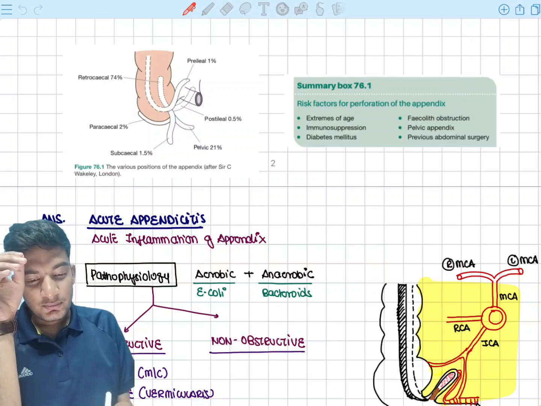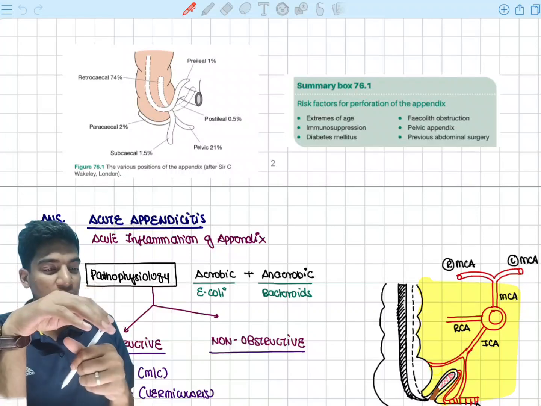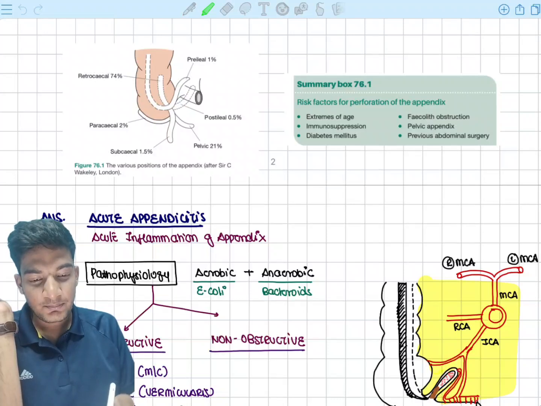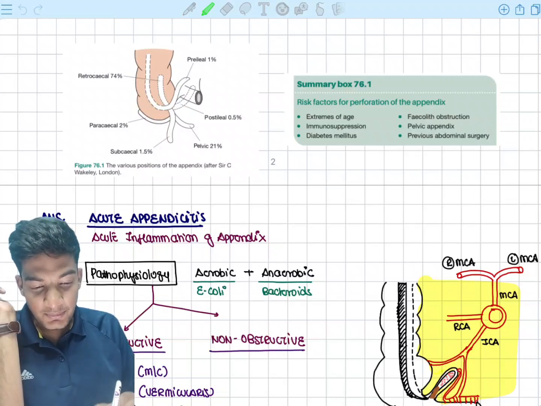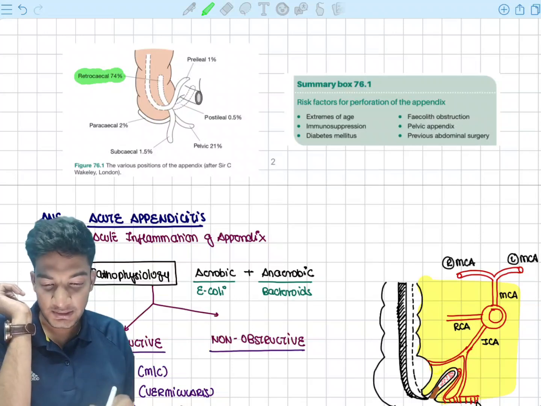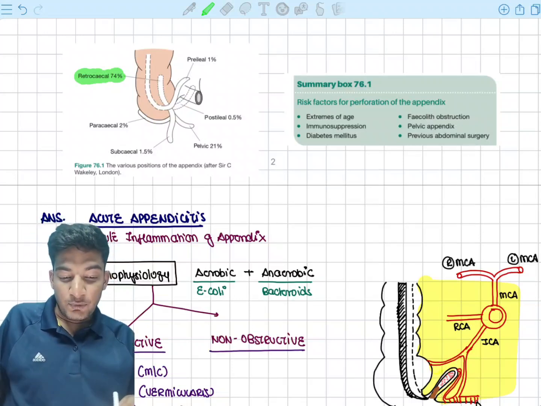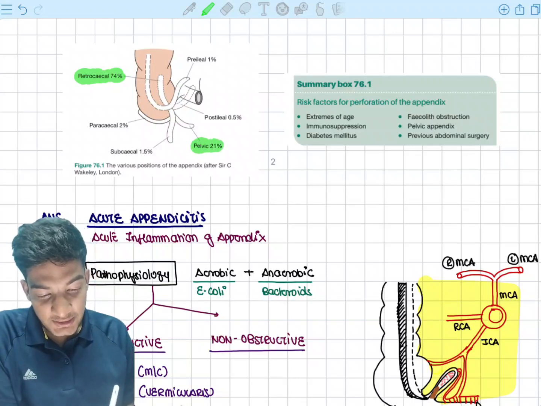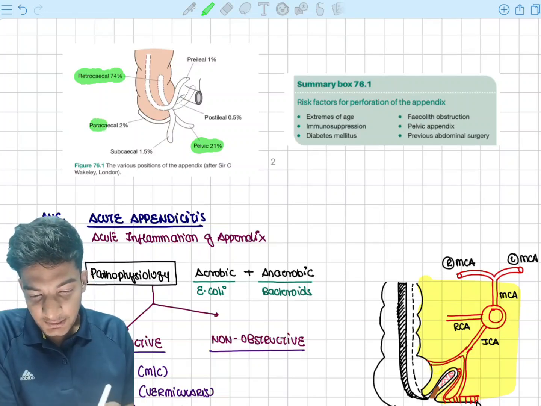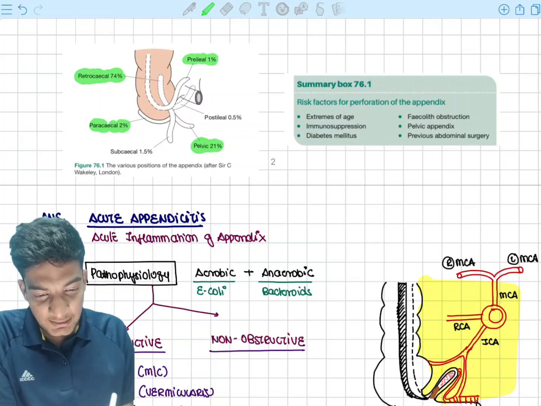To begin with, we'll start with the position, or rather the location, of the appendix. As you can see, the most common location is retrocecal, which is about 74%. The second most common position is pelvic, that is 21%. Then thereafter comes paracecal, which is about 2%. Then perileal 1%, subcecal 1.5%, and post-ileal 0.5%.